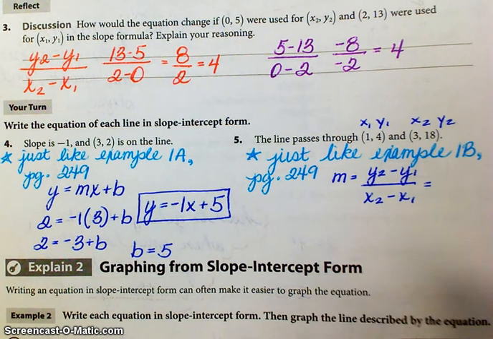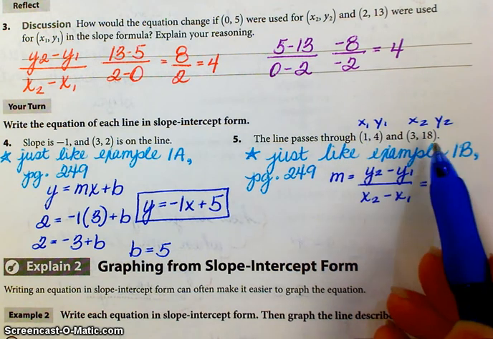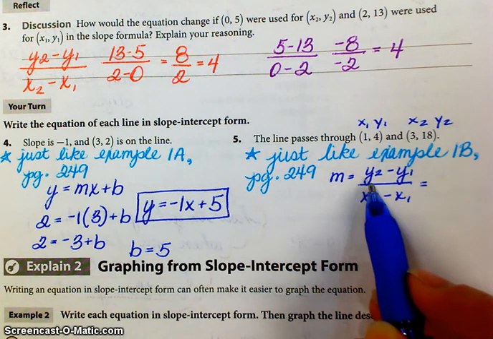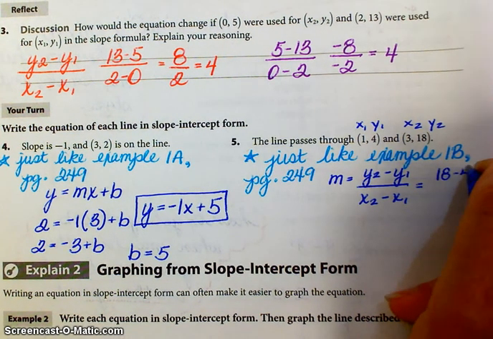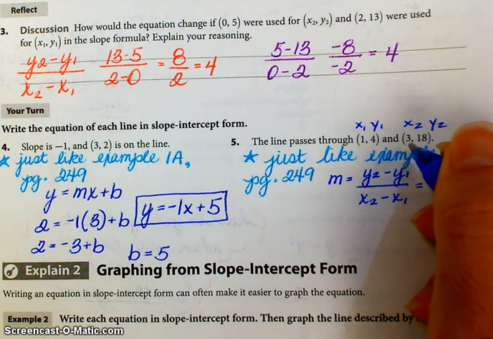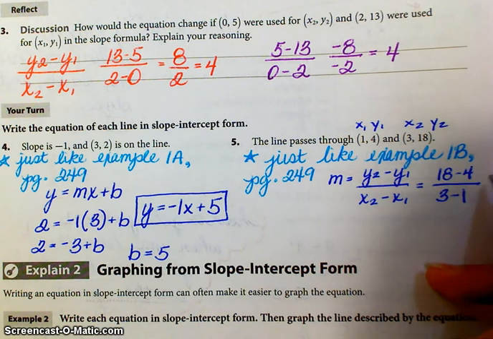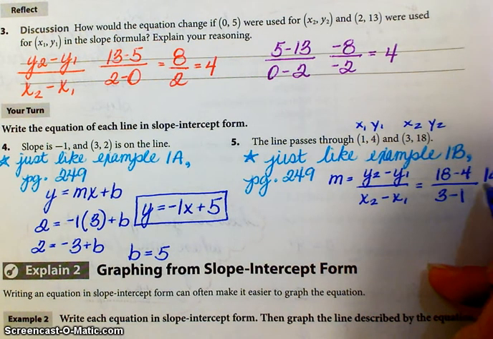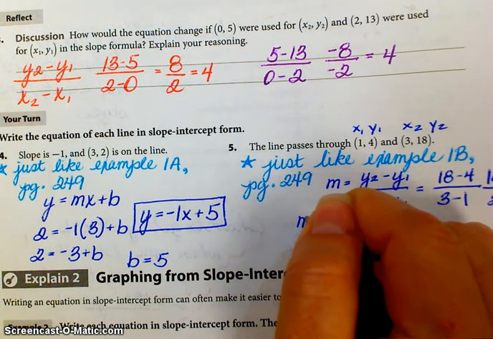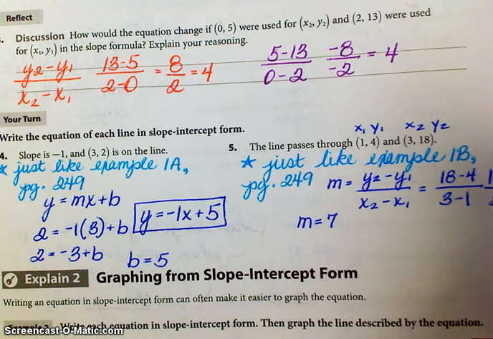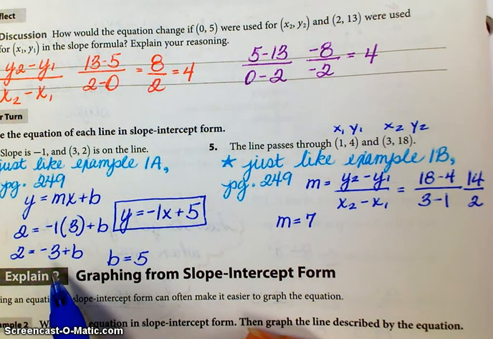All right, on number 5, I have to start out by finding slope. I decided that this is x1, y1, this is x2, y2. So we're going to do y2, which is 18, minus y1, which is 4, so 18 minus 4 divided by x2, which is 3, minus x1. So I have 18 minus 4 is 14, and 3 minus 1 is 2. 14 divided by 2 gives me a slope of 7. And then I am basically back to this set of steps. I just had to find the slope first.